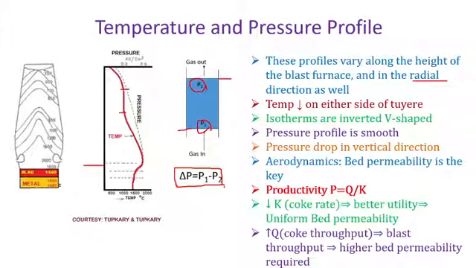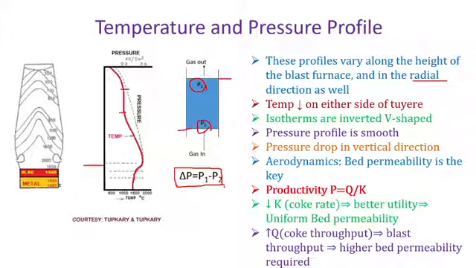What is the aerodynamics of the blast furnace? Aerodynamics defines the gas distribution in the bed. A blast furnace is a packed bed or fixed bed reactor, and gas passes through the pores or voids of the bed of raw materials, and the resistance offered by this bed leads to pressure drops.